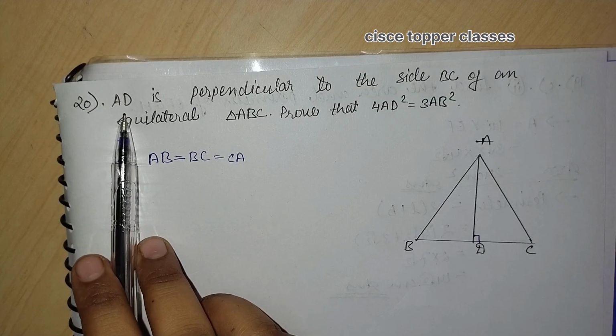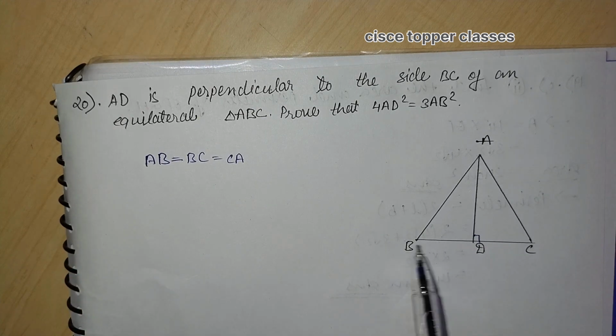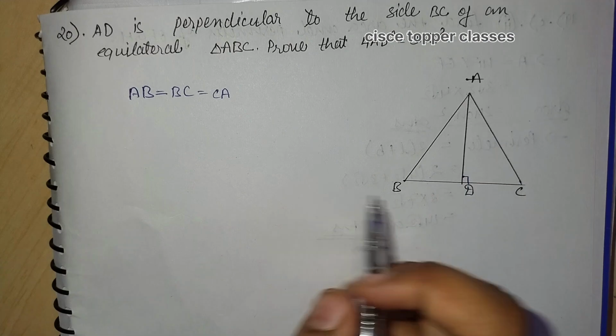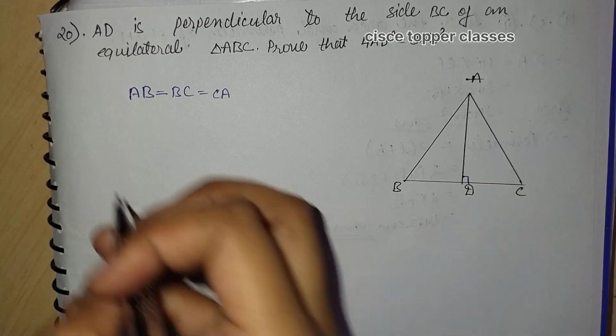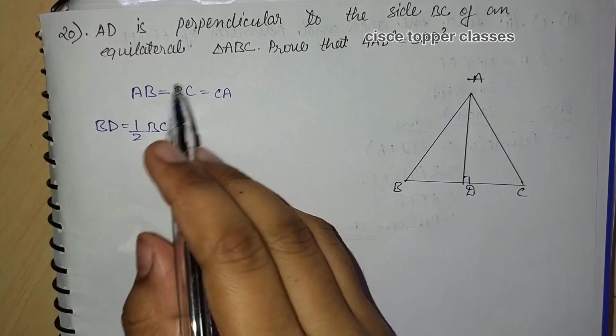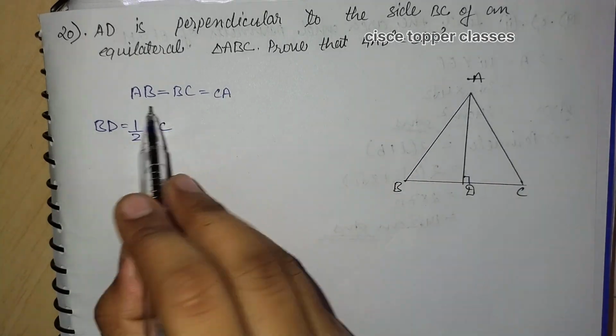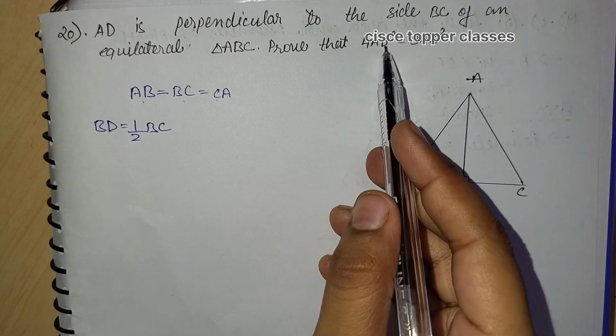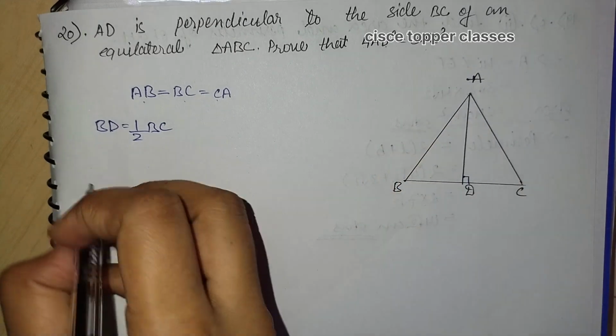Here AD is perpendicular to the side BC. So BD is equal to half of BC. Sorry, we can write BD as half of BC here, and this is an equilateral triangle, means AB is equal to BC is equal to CA. We have to prove that 4AD square is equal to 3AB square.